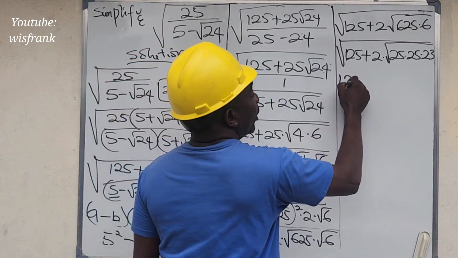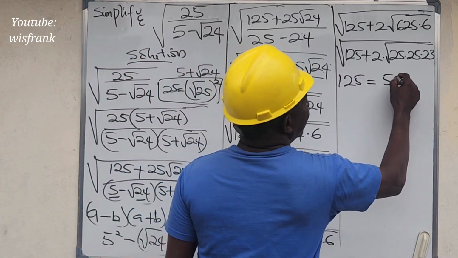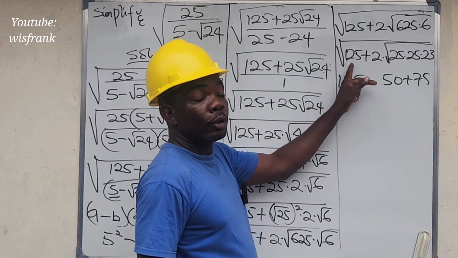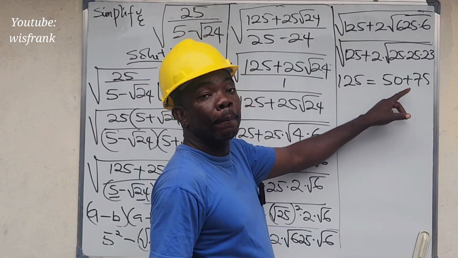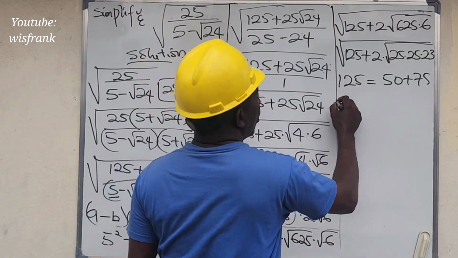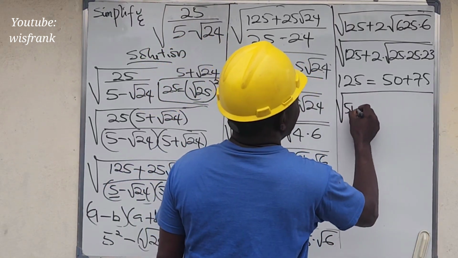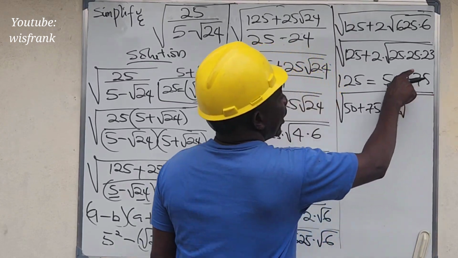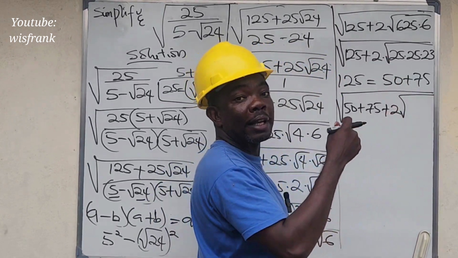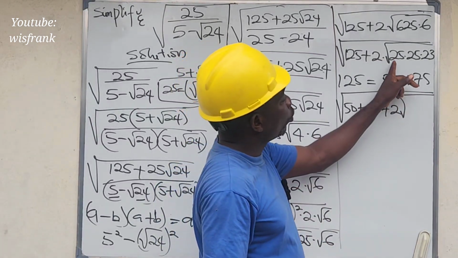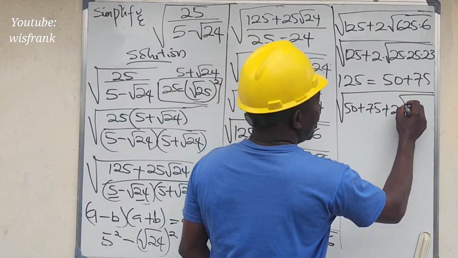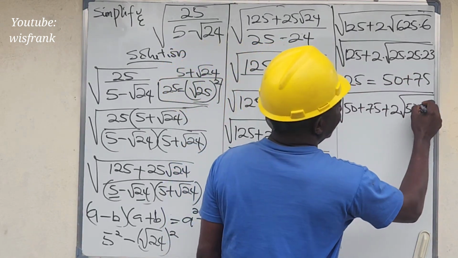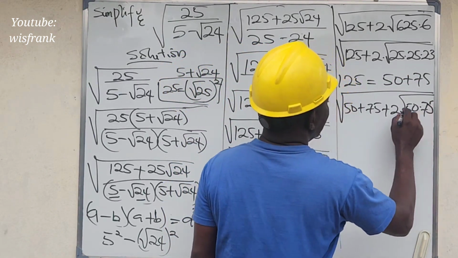We know that our 125 is the same thing as 50 plus 75. So from here, where we have 125, we are going to put 50 plus 75. So this will become square root of 50 plus 75 plus 2 square root of, here we have 25 times 2 times 3. So we will pick 25 times 2, which is 50. So this will be 50. So we pick again 25 times 3, which is 75. So this is what we have.